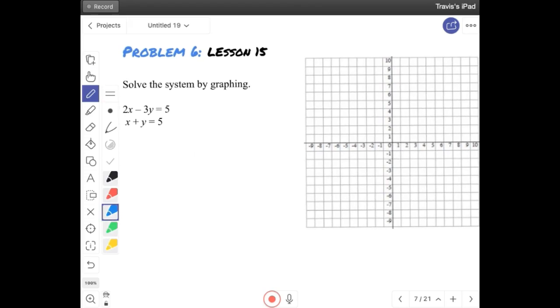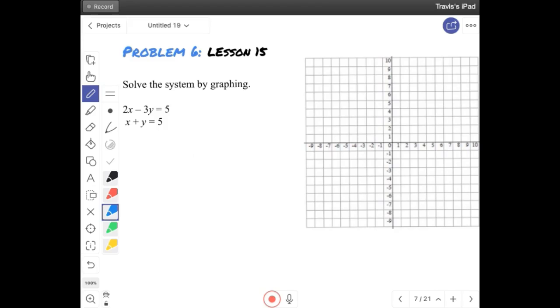So if I'm going to solve a system of equations by graphing, remember we're looking to see if our equations are going to intersect. So if they intersect, that would be our solution. Remember, if they're kind of laying on top of one another, that means we have infinite solutions, and if we have two parallel graphs, we have no solutions.